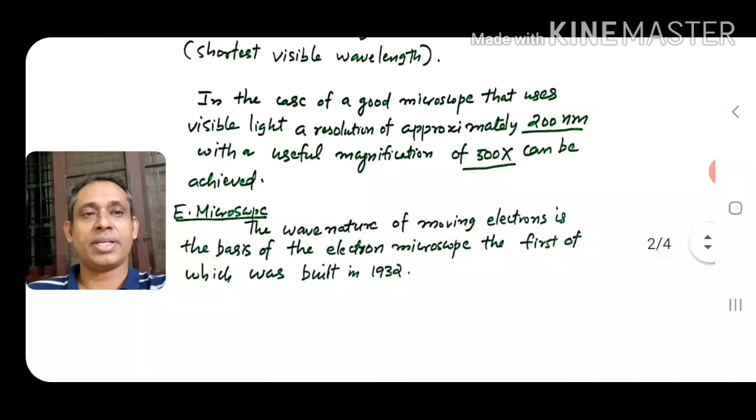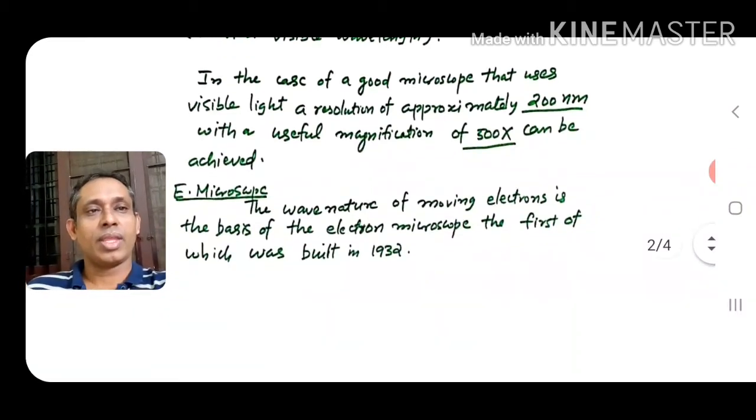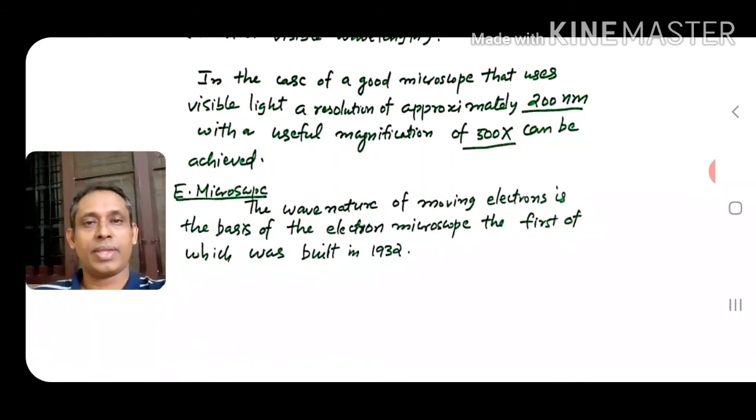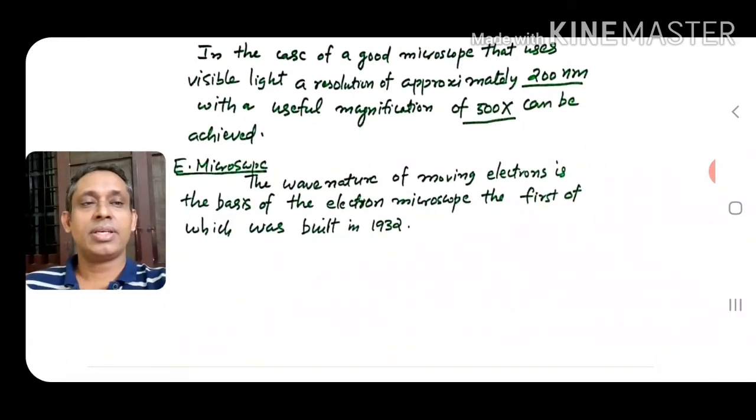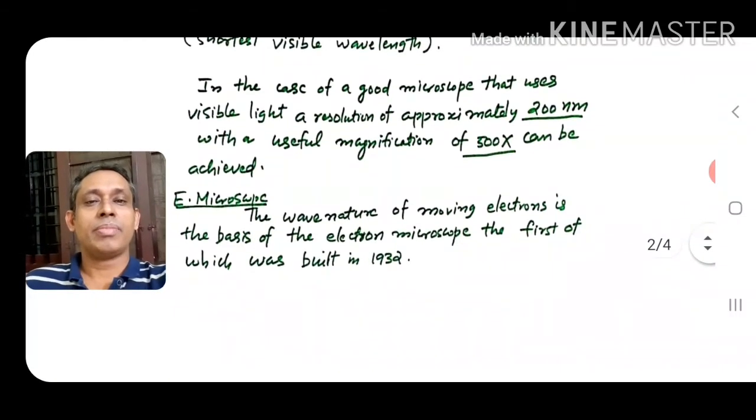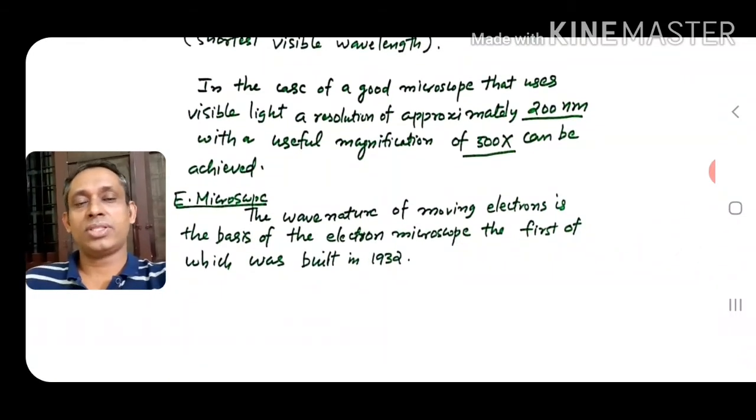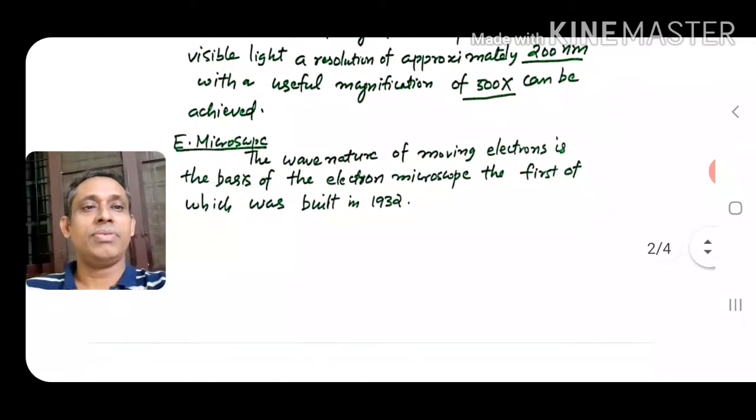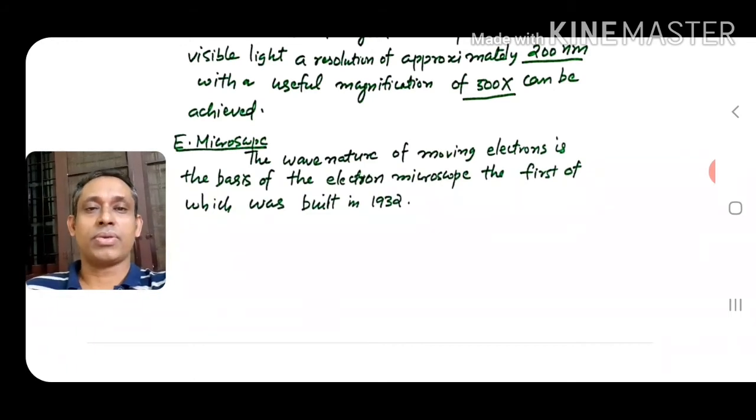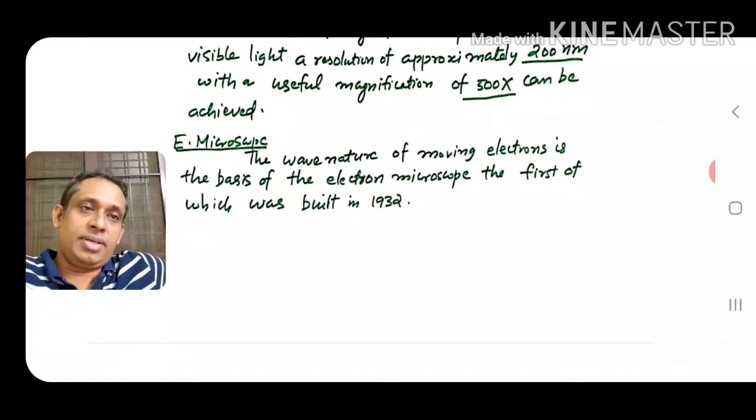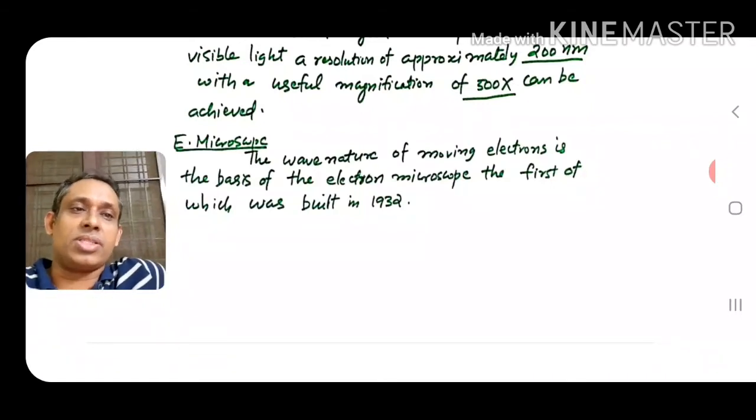That is what is meant by resolution. So the maximum resolution that we can get is 200 nanometers, and the useful magnification that we can get is 500x, that means 500 times. If we need more magnification at higher resolutions, we need an electron microscope. So we go for an electron microscope if we need higher resolutions and higher magnification.